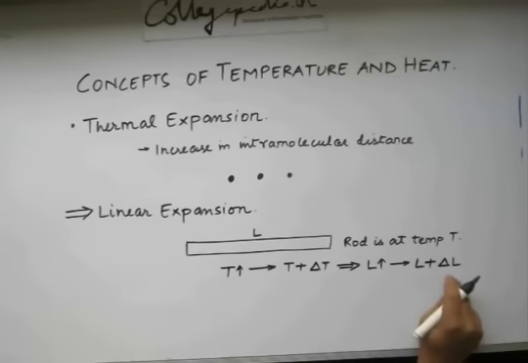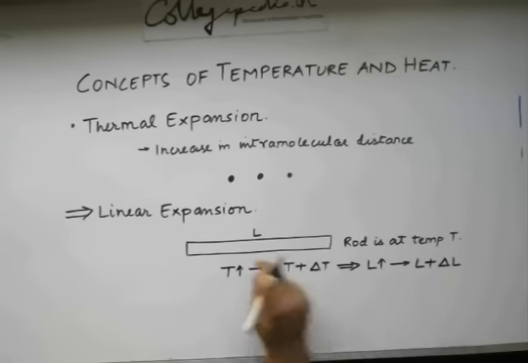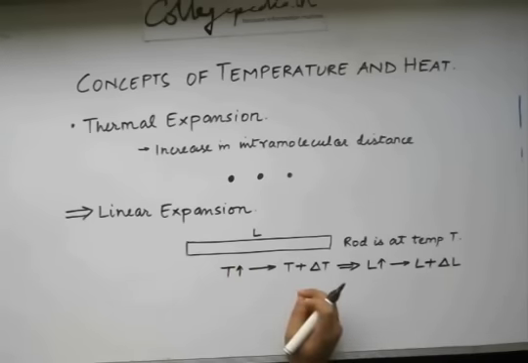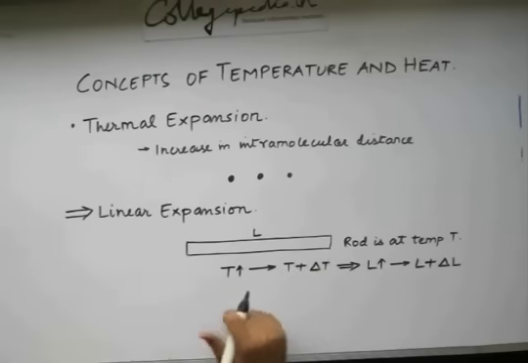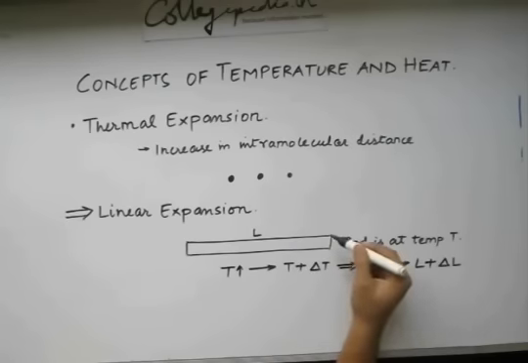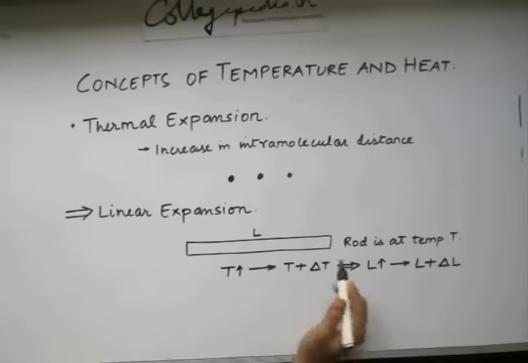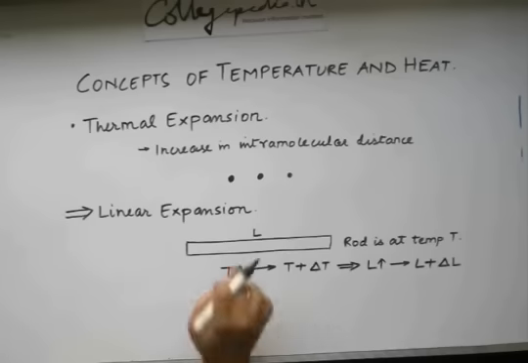Note that this is occurring provided we are assuming that this rod is very, very thin and other dimensions in comparison to the length of this rod are negligible. The other dimensions being, say, the width and the height of the rod. They are negligible in comparison to its length. So we are not considering the expansion of those parts. That is why it is termed as linear expansion.